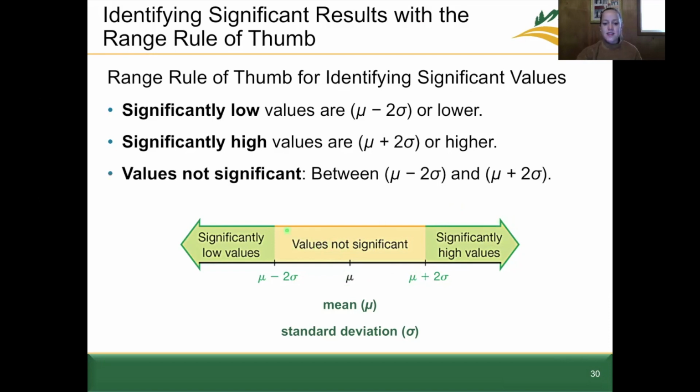That just leaves this area here, so anything that's between mu minus 2 sigma and mu plus 2 sigma, these values are not considered significant. Another way to think about this is if the value is close to the mean, then it's close to the other values in that data set. So unless a value is way below the mean or way above the mean, then it's considered not significant. And actually in statistics, we want our data to lie in this range, so being significant isn't necessarily a good thing.